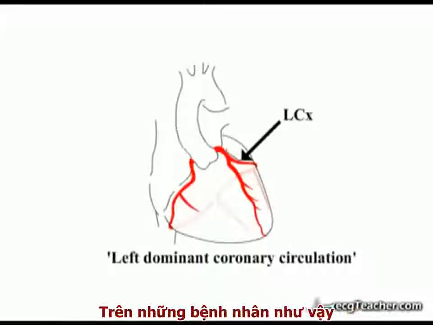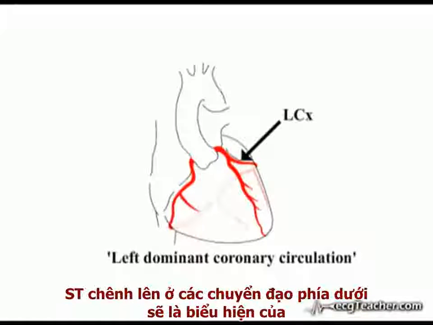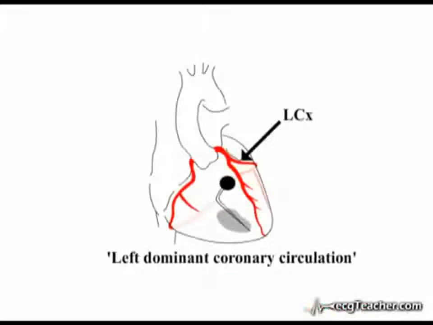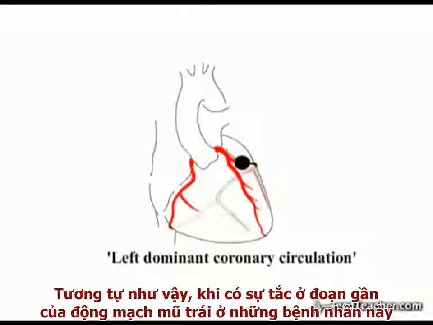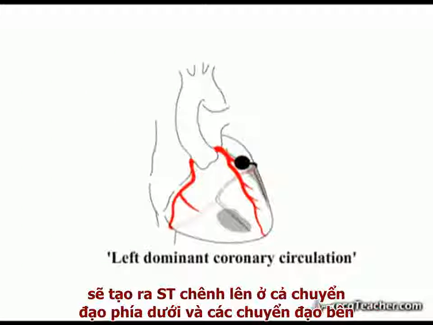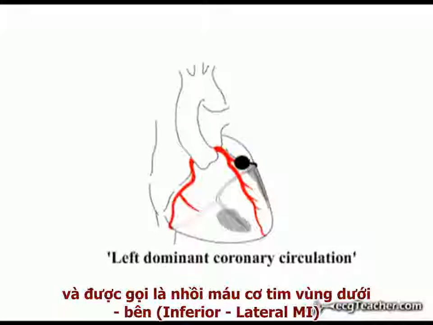In such an individual, an inferior pattern of ST elevation indicates obstruction of the left circumflex. Equally, proximal obstruction of the circumflex in such an individual will produce ST elevation in both the inferior and lateral leads, and infralateral MI.